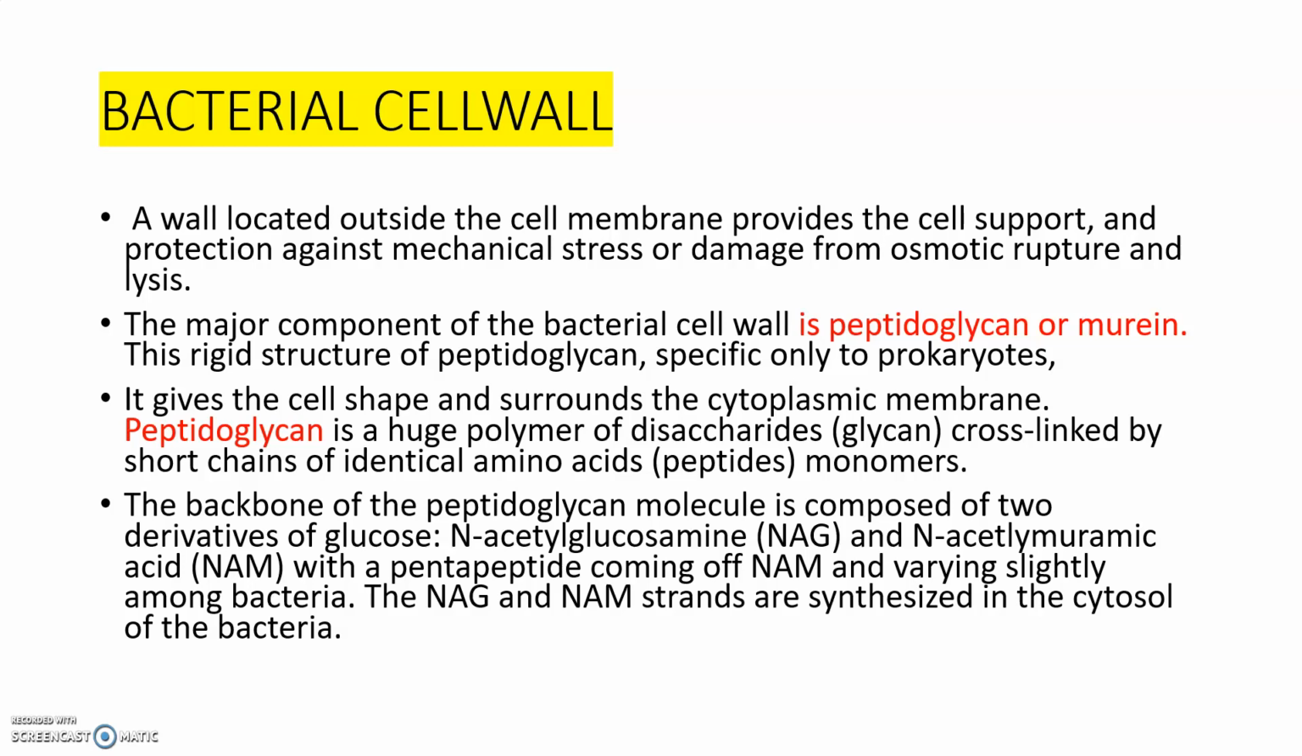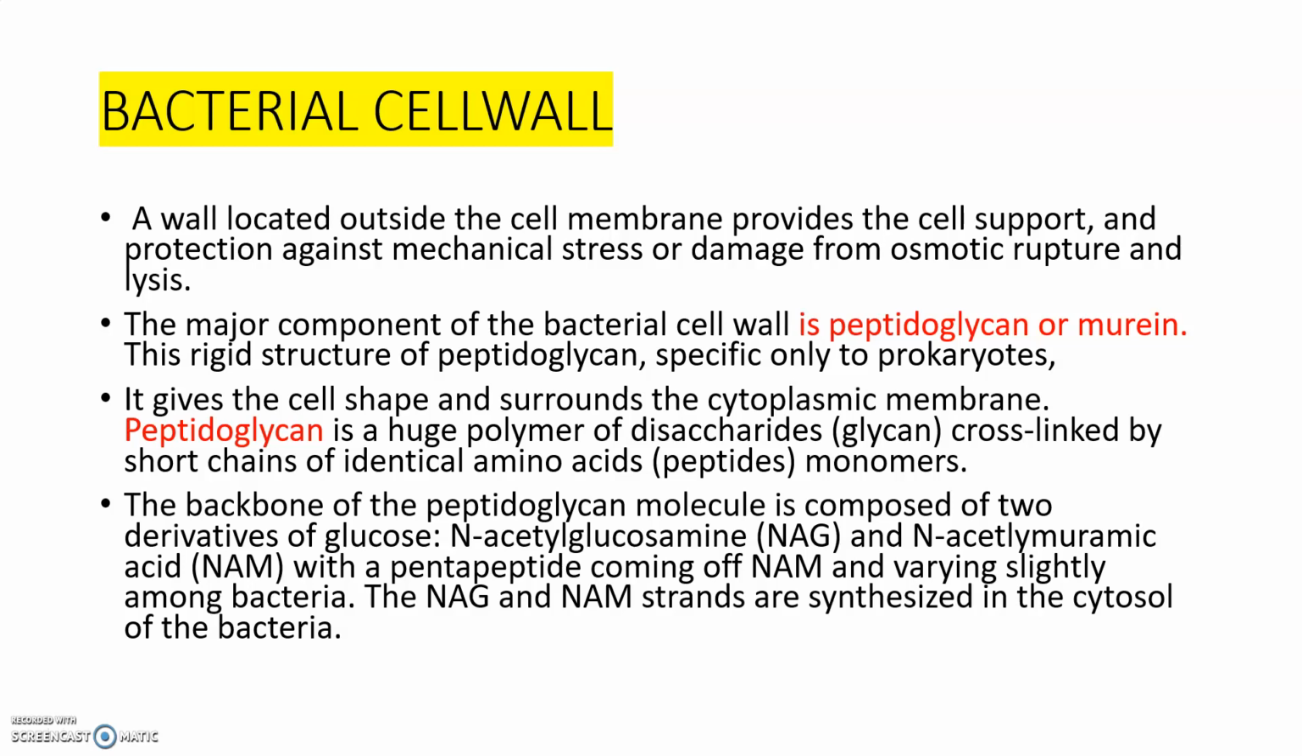The major component of this bacterial cell wall is peptidoglycan or murein. This rigid structure of peptidoglycan is specific only to prokaryotes, that means the bacteria. It gives the cell its shape and surrounds the cytoplasmic membrane. So it can be seen around the cytoplasmic membrane.